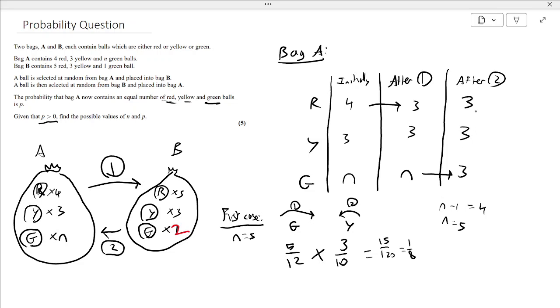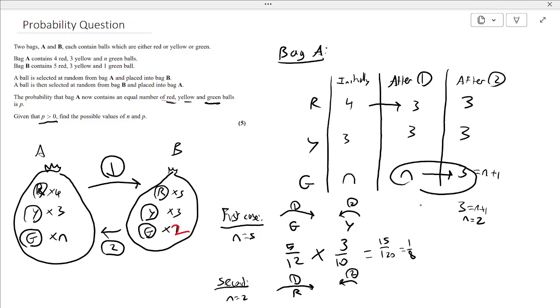And because I have to end on 3 of every single colour, gaining that green has to land me on 3 green balls. So n plus 1 is 3, so n actually has to be 2. I start with 2 green balls, I gain 1 and end up at 3. That all adds up. So in this case, 3 of them, n equals 2. So second case, this is when n equals 2. Here, my first swap from A to B was losing a red. Let's get that in there. I lost a red. And second swap, what did I gain? Well, I gained a green.